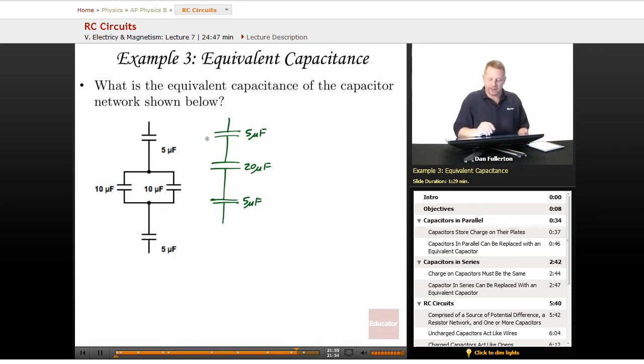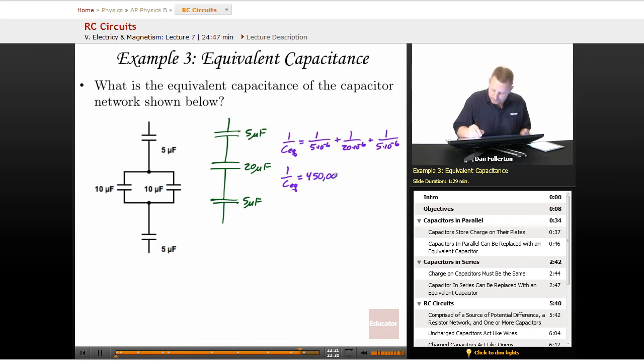So let's find out the equivalent capacitance of this network. 1 over the equivalent capacitance is going to be 1 over 5 times 10 to the minus 6, 5 microfarads, plus 1 over 20 times 10 to the minus 6, 20 microfarads, plus 1 over 5 times 10 to the minus 6 again. Or 1 over C equivalent is equal to 450,000. Therefore, C equivalent is equal to 1 over 450,000, or C equivalent equals 2.22 times 10 to the minus 6 farads, which is 2.22 microfarads.